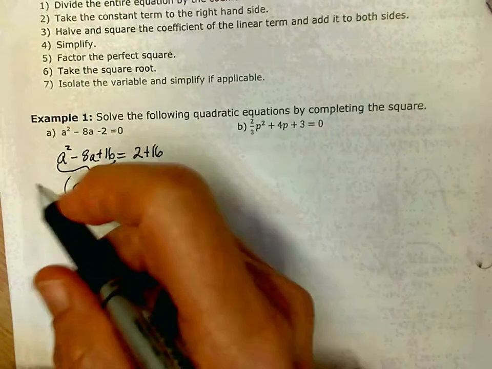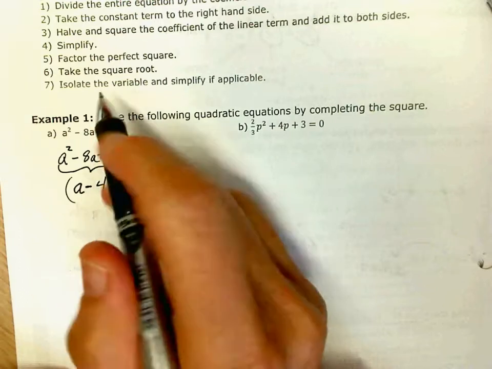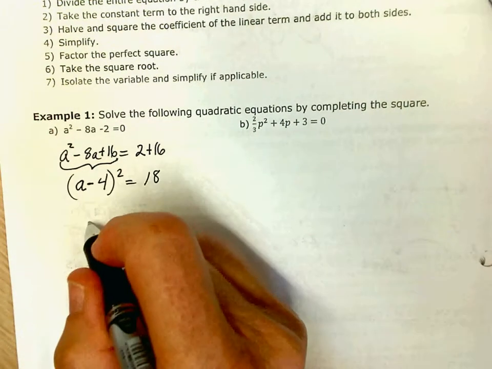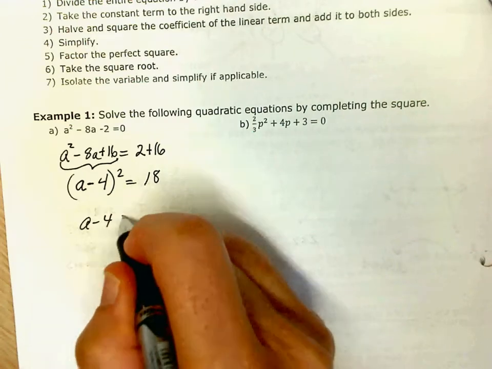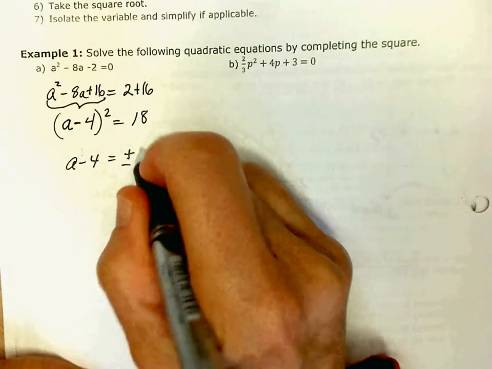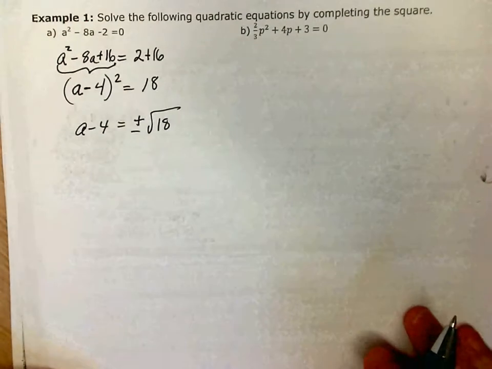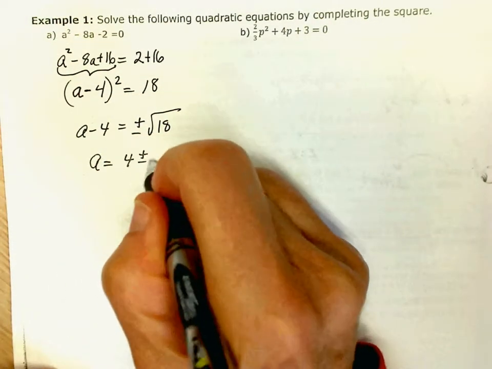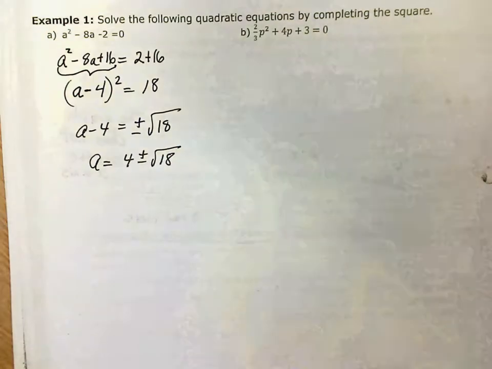So now we can take the square, we factored it, we take the square root of both sides. A minus 4 equals plus or minus root 18. A equals 4 plus or minus root 18. What do you think? Are we done? What should we do?